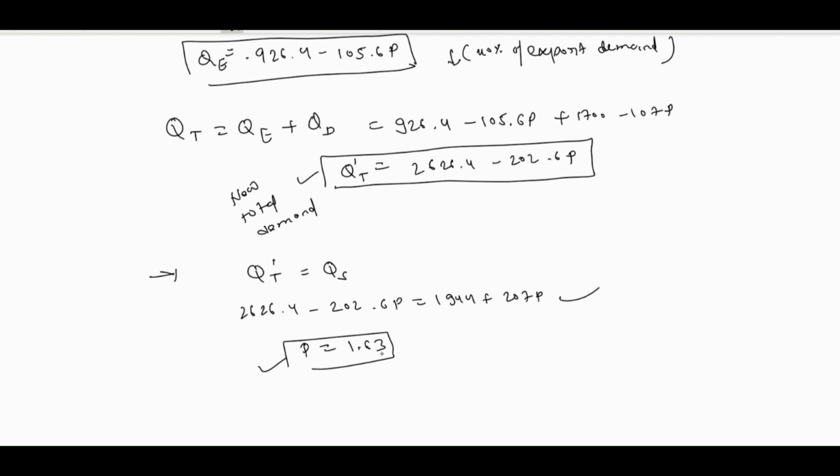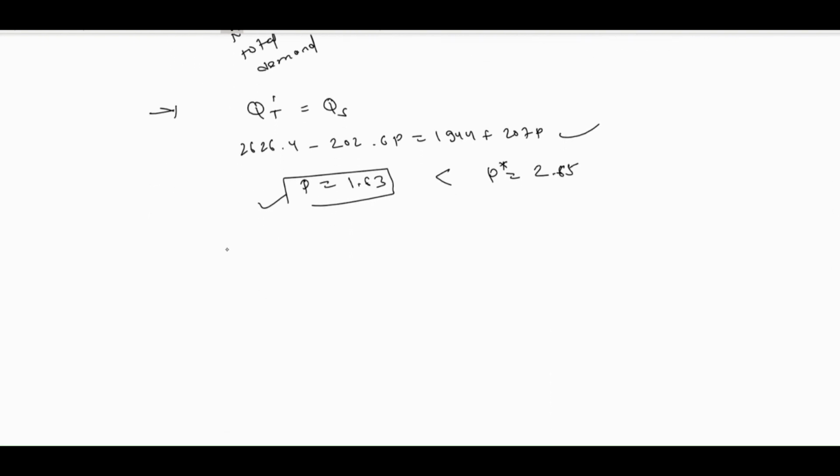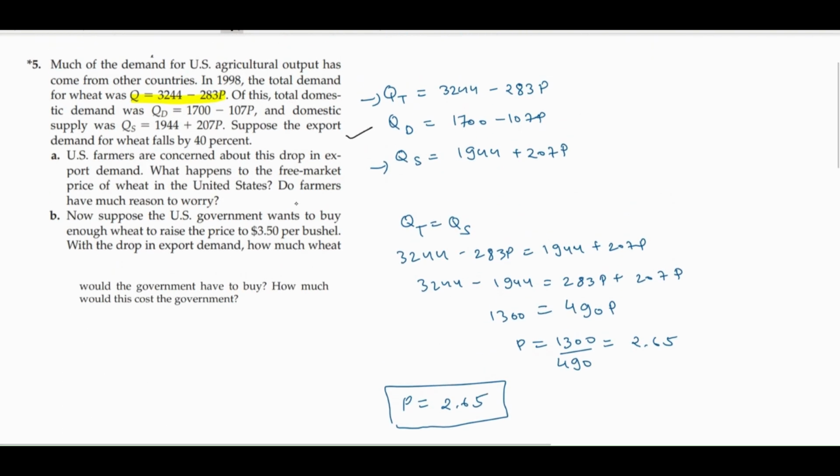Now the new price is 1.63, which is less than the price we found earlier, 2.65, right? So you can see the earlier price of 2.6 is higher than 1.6. So what is the effect? This would decrease the earning of the farmer. So farmers should worry, because farmer earning would fall.